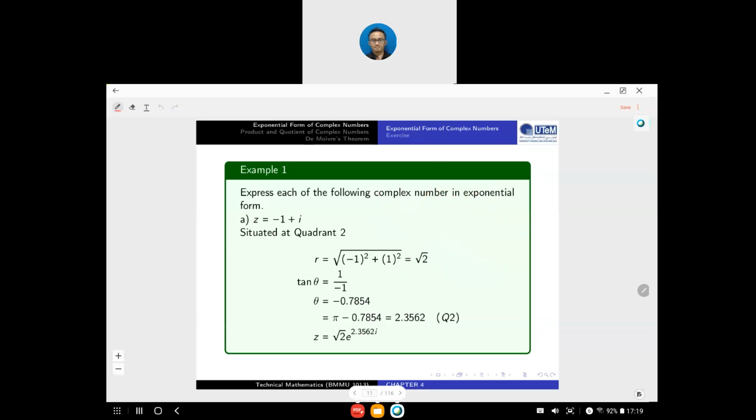Z you can get square root 2 times by exponent 2.3562i. Jangan tertinggal i ni. So that one is the value of z in exponential form.